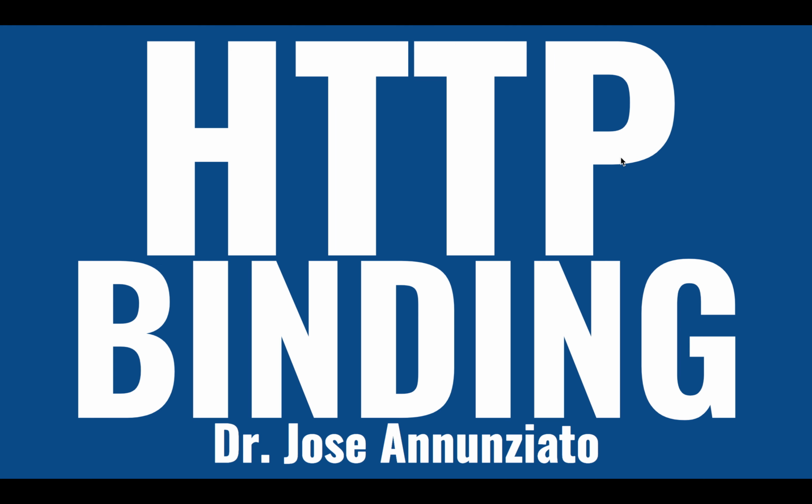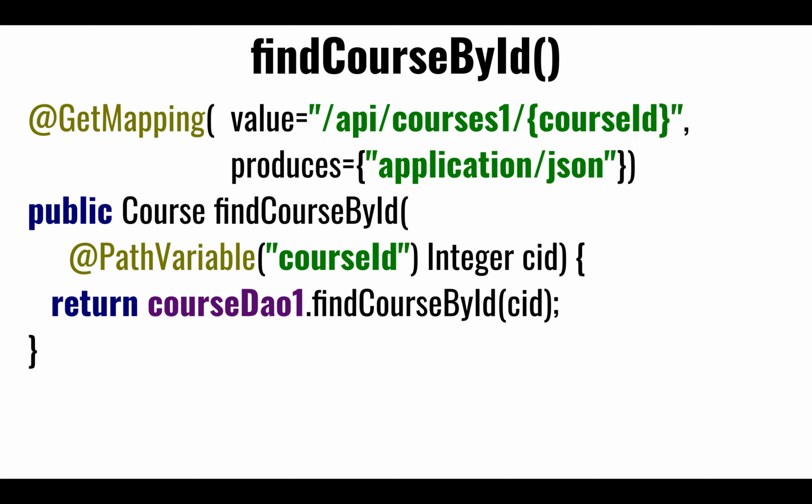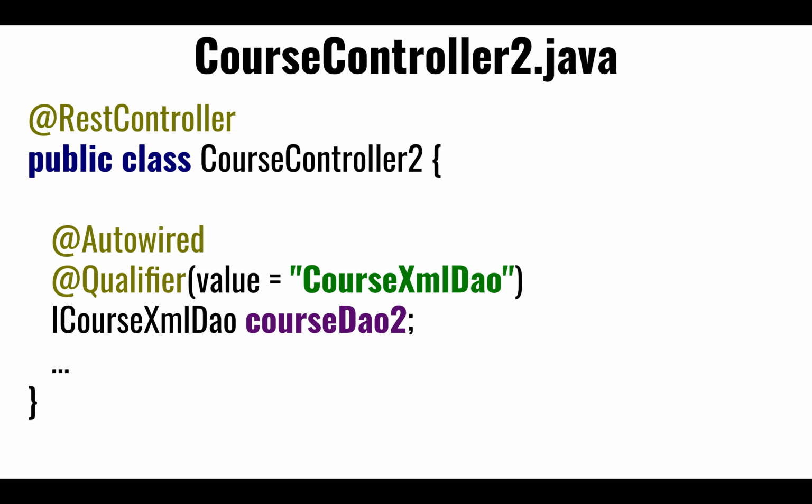All right, so let's get back to the HTTP binding. Notice that we had bound the JSON part, that goes out to the server, it goes back to the database. We want to do the same thing for this XML part of it. So let's implement a second controller, which is going to use my brand new course DAO, but it talks to the XML document as opposed to going out to the database. So let's do that.